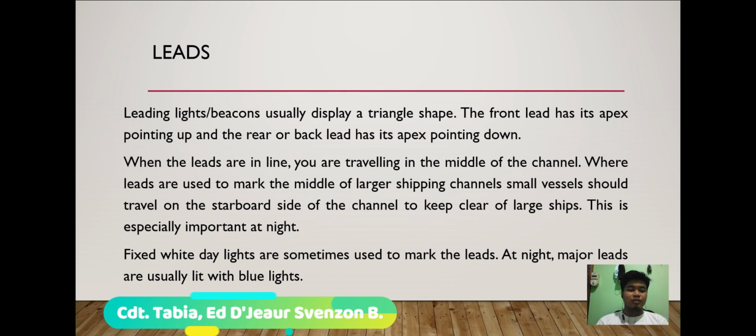Small vessels should travel on the starboard side of the channel to keep clear of large ships. This is especially important at night. Fixed white daylights are sometimes used to mark the leads. At night, major leads are usually lit with blue lights.